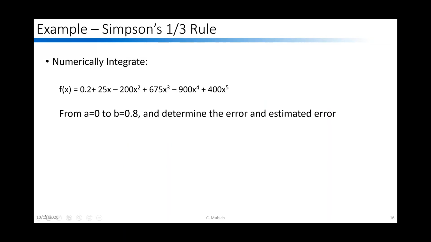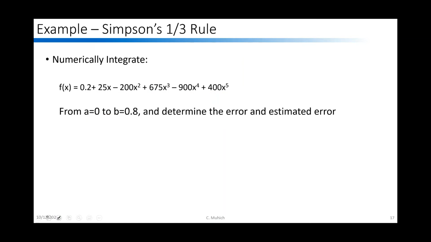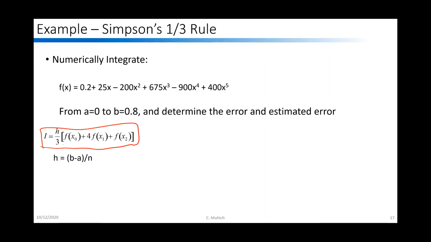We're going to put this into an example using the same exact equation that we had before, this 5th order polynomial from a equals 0 to b. And we're going to determine the error and estimate the error. So here I've written out the equation for Simpson's 1/3 rule. This is h over 3 times f of x0 plus 4 f of x1 plus f of x2. Here we're going to do only a single case.